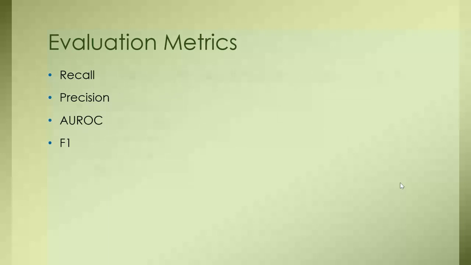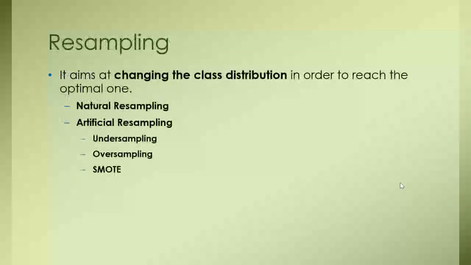Now let's see how we solve this problem. The first method is resampling. The first one among resampling is natural resampling. The main goal of natural resampling is to collect more data of the minority class. It is simple to obtain, but it is not always possible. In datasets where the class imbalance problem is a part of its own nature, it's hard to collect data as for the majority class. Then comes artificial resampling.